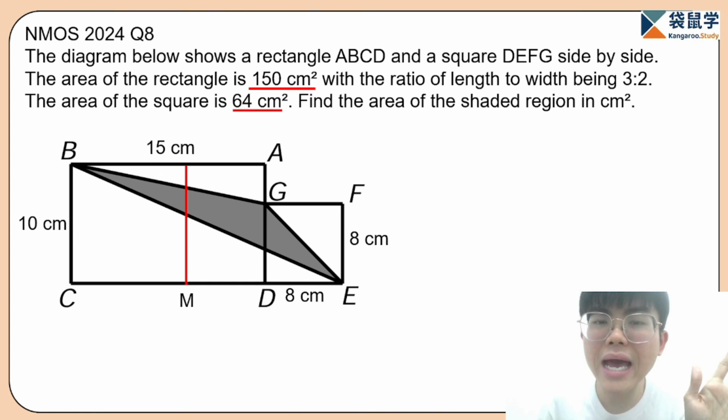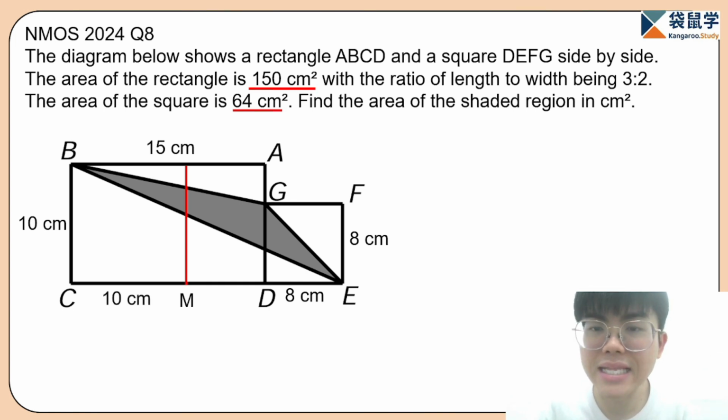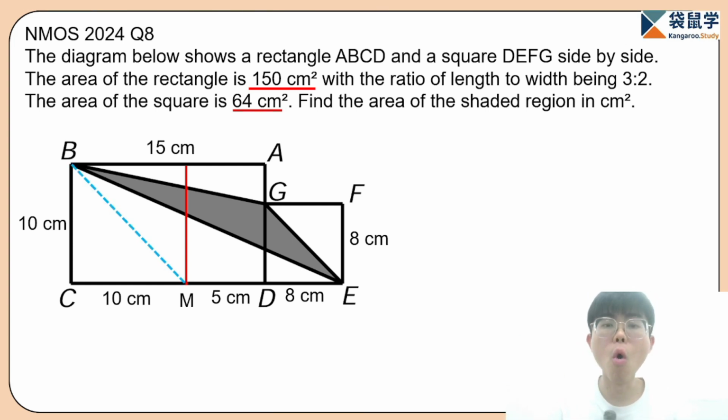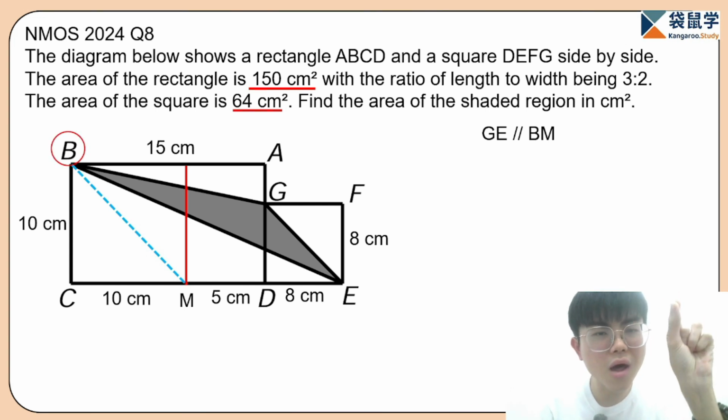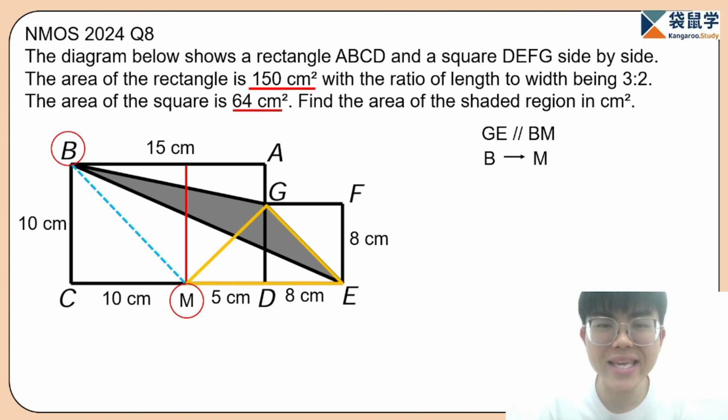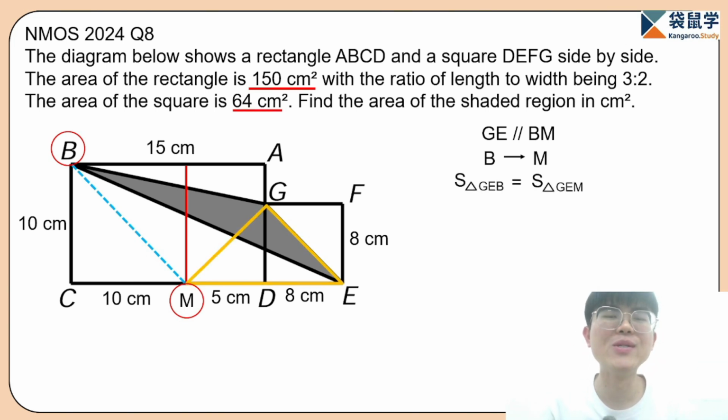Then, we'll get the square with the side length, which is 10 cm, and the remaining part is 5 cm. So to find the line parallel to GE, we just have to draw the diagonal of this square, which is the line BN. So now we say that the line GE is parallel to the line BN. In this case, we can move the vertex of the triangle from point B along the parallel line to point M. We will now get a new triangle GEM. We say that the area of the triangle GEB is equal to the triangle GEM.